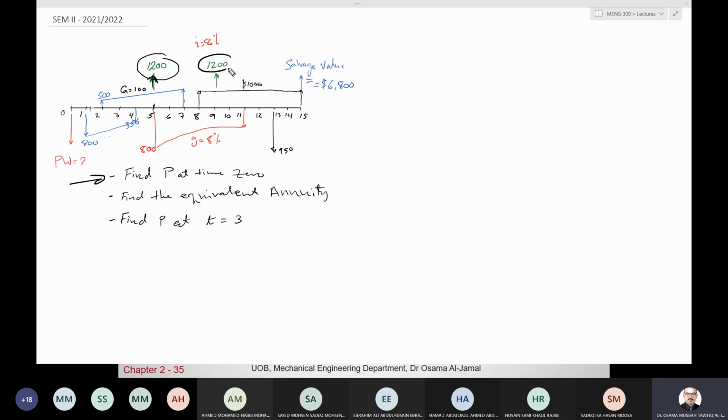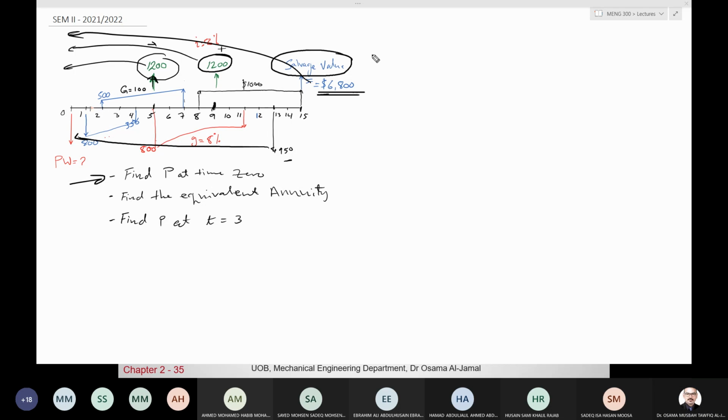Second one, another 1,200, at year 9. We have a third one, 950 at year 13. Those two are upward, and here is downward. We have that salvage value at year 15. All of them, by the way, are future to that present at time 0, so all of them need to be shifted to time 0.